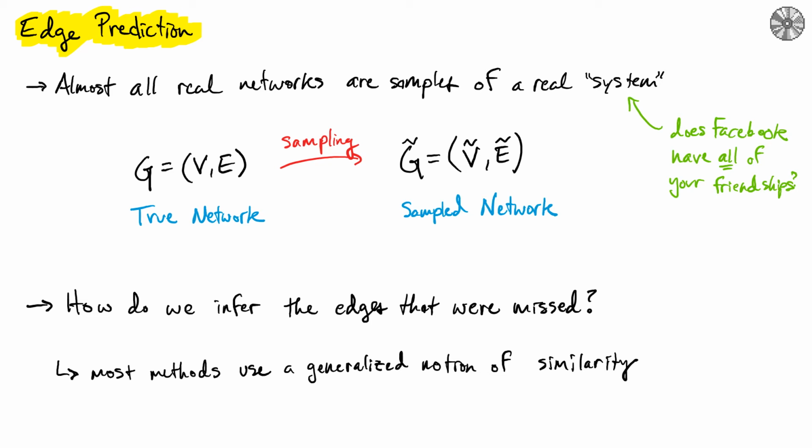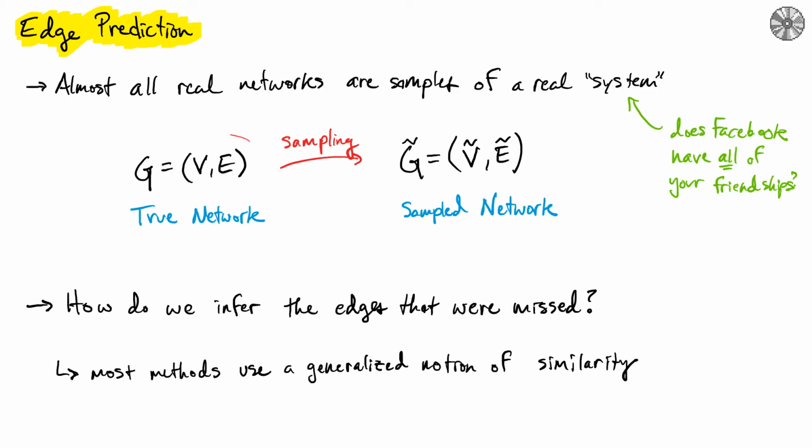In the last class, we talked about the effects of sampling on computing statistics about networks. In this particular video, we're going to talk about how you might rectify some of that by being able to predict edges that you may have missed. And so again, just to remind you, when we're dealing with real complex networks, pretty much all of the time we'll be dealing with sampled versions of the real system.